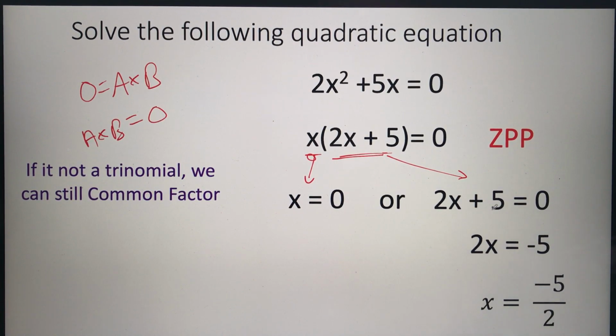Now this may take me a few steps to solve, but that's fine. This is just a linear equation. This is a two-step equation, and we've done millions of these. I just subtract 5 from both sides and then divide by 2. I'm going to leave it as a fraction for now.